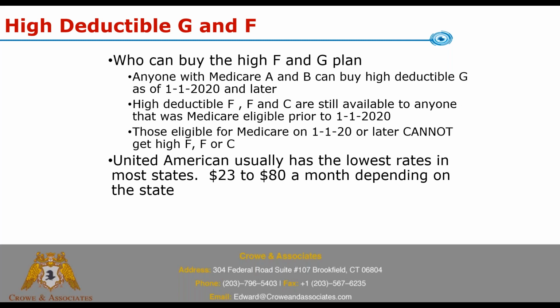And eligible is the key word. So if you had somebody that was eligible for Medicare in 2019 at some point, but they never took Part B, it doesn't matter. They were eligible. So they can still buy a high deductible F or a plan F. And as I mentioned before, United American on high F and high G, they usually have the lowest rates.